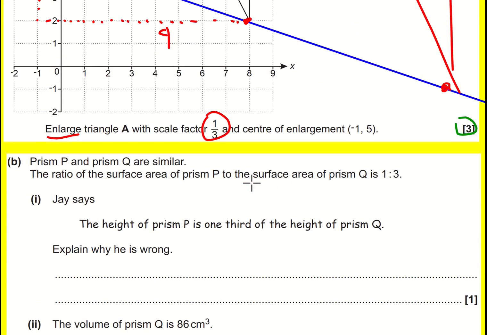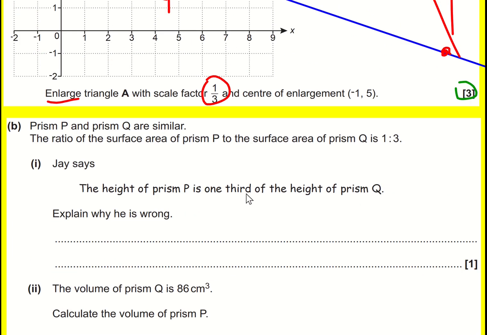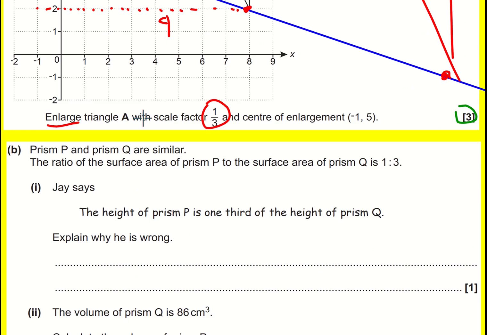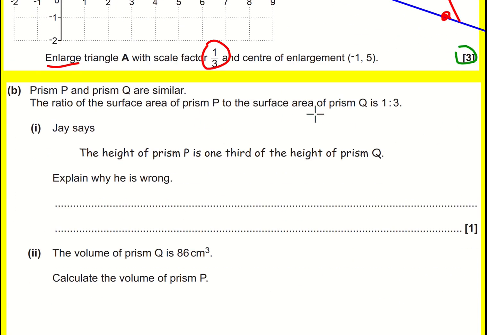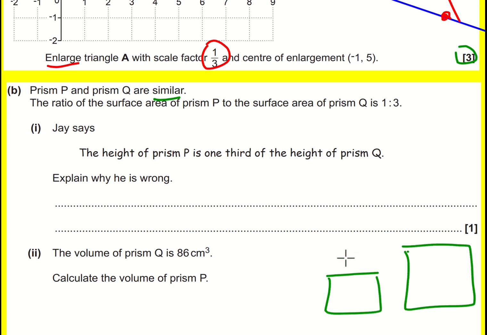Right, let's move on in this question. This question sort of does enlargement, and then it just decides to chuck in a bit of scale factors. Prism P, so it's completely unrelated now. Prism P and Prism Q are similar. What does similar mean? It just means that the lengths are multiples of one another. So for example, you get similar triangles or similar shapes, and squares are similar, for example. So here's a 2 by 2 square, here's a 4 by 4 square. The length scale factor is 2 because I multiply my lengths by 2.